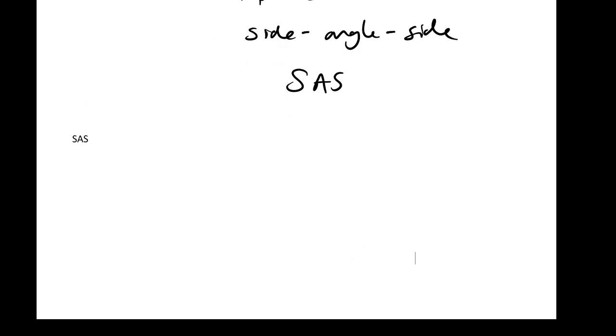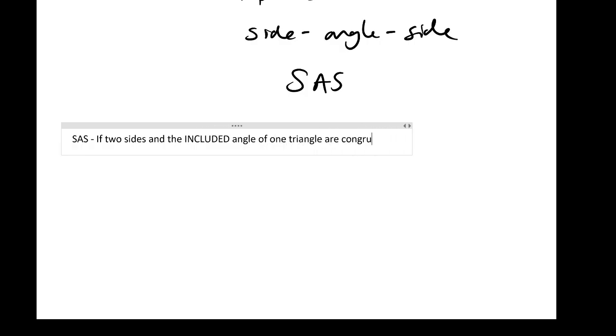SAS applies if I have two sides and the included angle of one triangle congruent to two sides and the included angle of another.